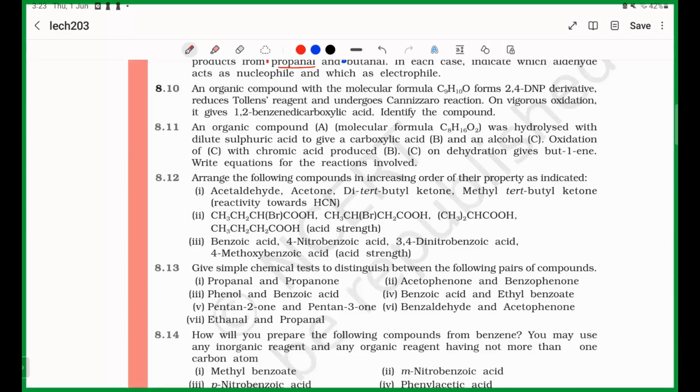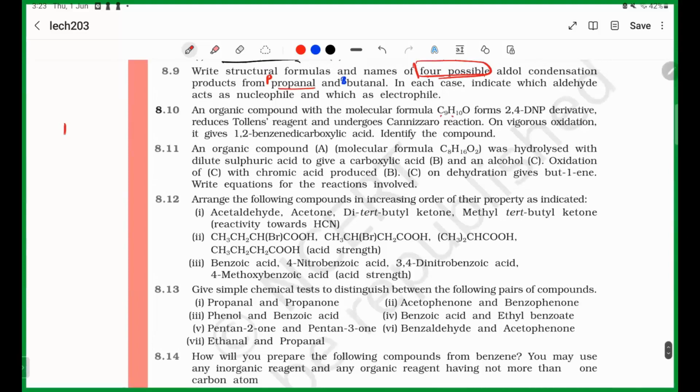So look at the structural formula. The number of hydrogen atoms is almost equal to the number of carbon atoms, so you can guess that it's a ring structure. So you assume it's a ring structure and draw the benzene ring. It reaches the tolerance region, which means it should be a carbonyl compound.